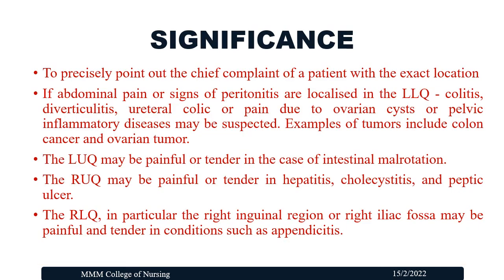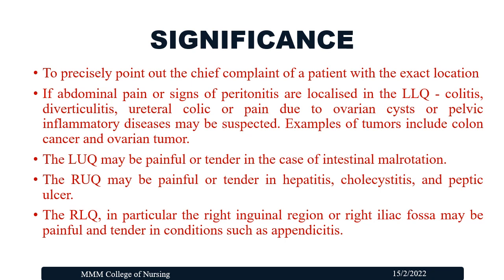Now, let's look at the significance as to why we need to know the regions, quadrants and landmarks of the abdomen. It is to precisely point out the chief complaint of a patient with the exact location. If abdominal pain or signs of peritonitis are localized in the left lower quadrant, it can be because of colitis, diverticulitis, ureteric colic or pain due to ovarian cyst or pelvic inflammatory disease. Examples of tumors include colon cancer and ovarian tumor.